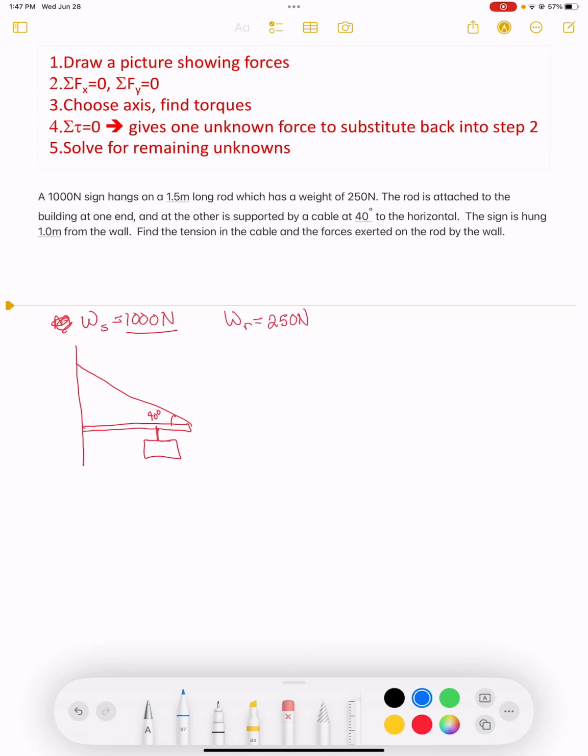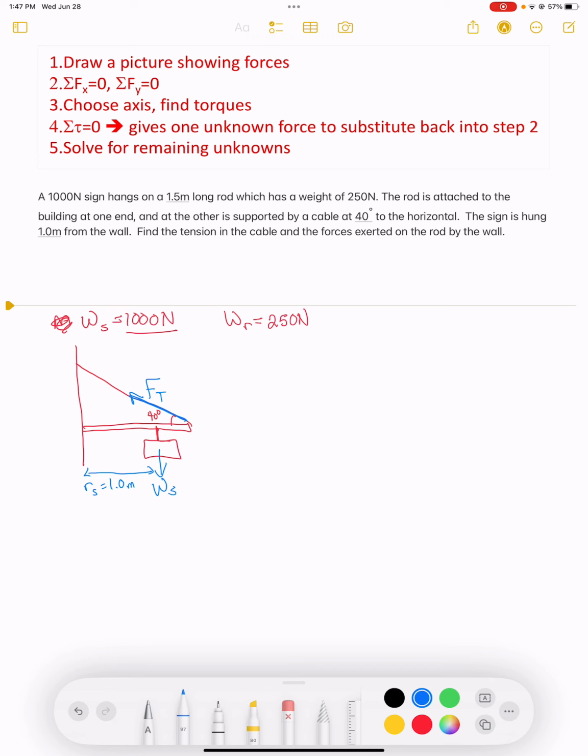So let me draw my forces on here. So I've got the force of the tension in the cable. I've got the weight of the sign. And the weight of the sign acts 1 meter from the wall, we're told. So let's call that R sign.